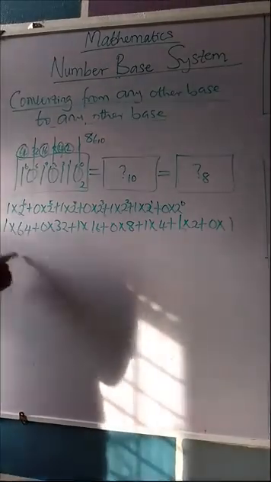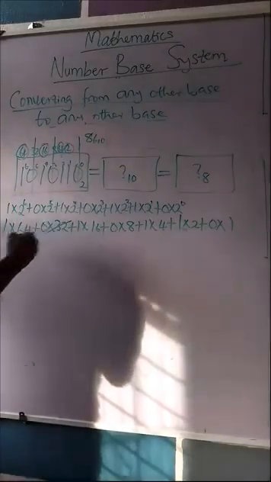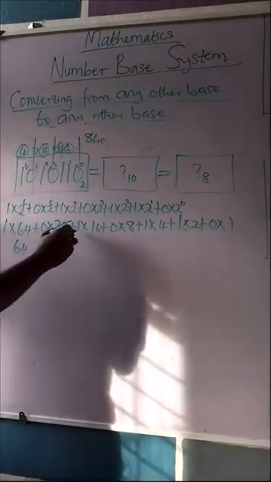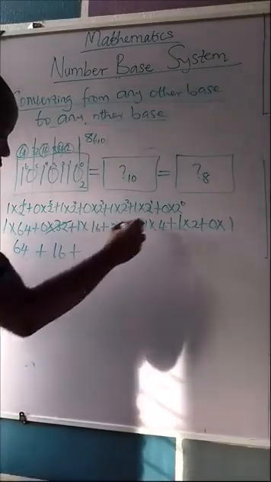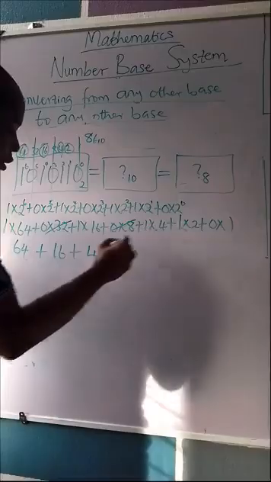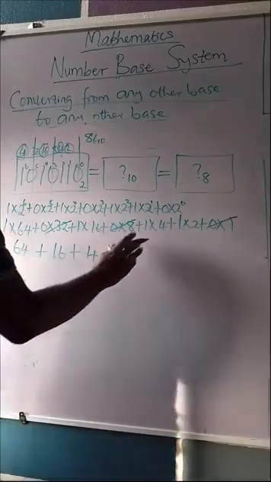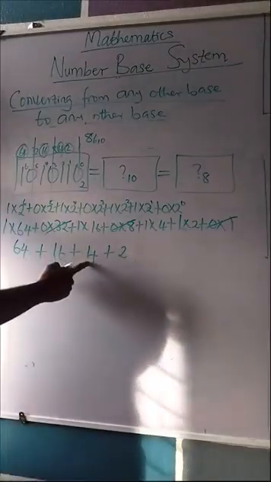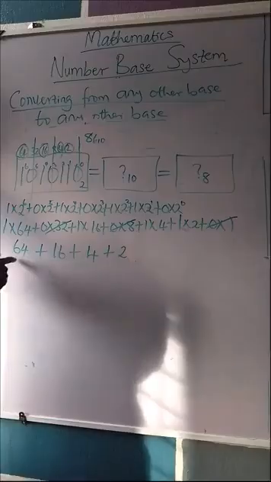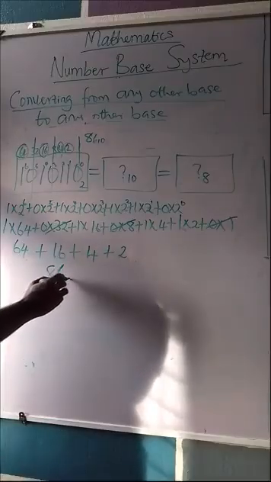See, now multiply. This means 64. This and this is 0, so it's gone. Plus this and this is 16. Plus this and this is 0, so it's gone. This and this is 4. This and this is plus 2. Plus this and this is 0, so you don't have to put it. Right? If you want to put it, you can still put it. Now this plus this is 20, 20 plus this is 80, 84, 86. So you have 86 base 10.